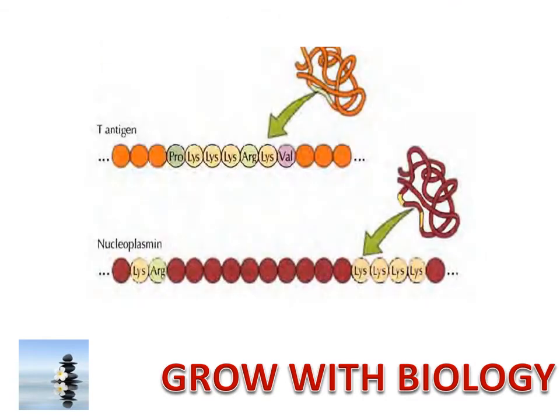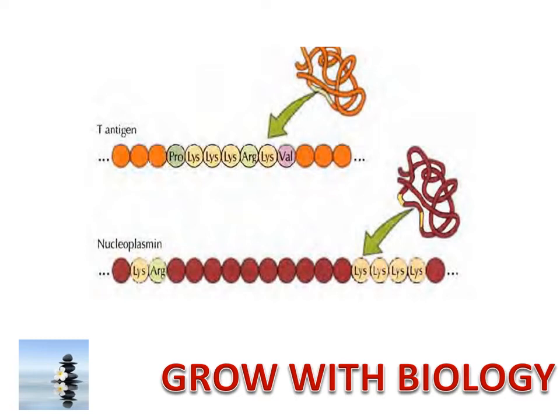Now when we talk about a protein that has to move inside the nucleus, it requires a signal in the protein that is known as the nuclear localization signal. That signal is mentioned here. Suppose there is one protein known as T antigen. It has the NLS sequence proline, lysine, lysine, lysine, arginine, lysine, valine. This sequence will help that protein to migrate inside the nucleus.